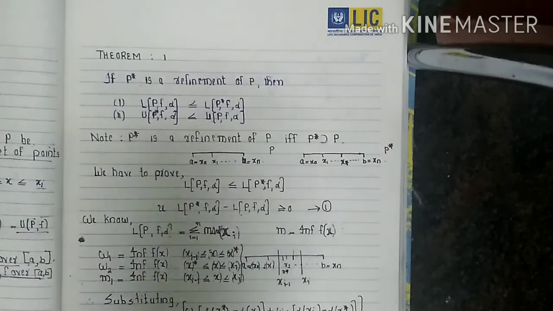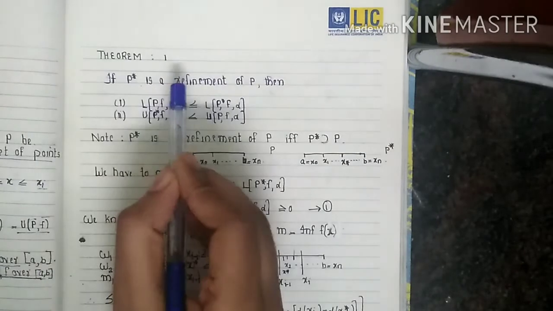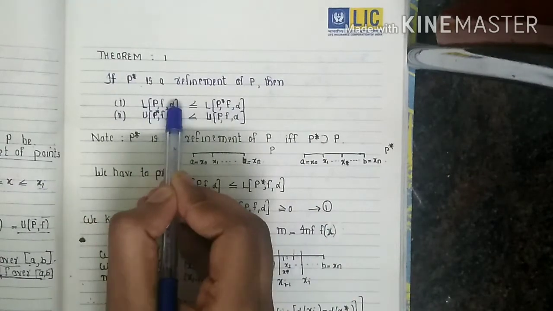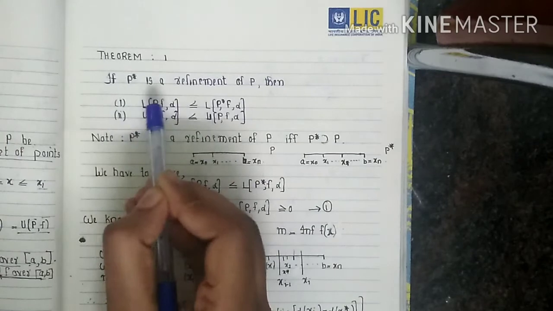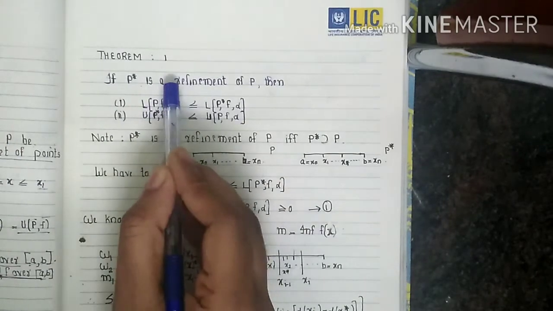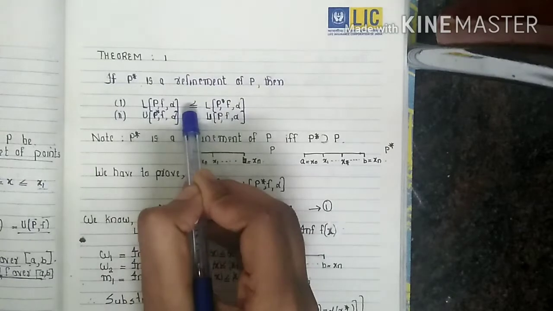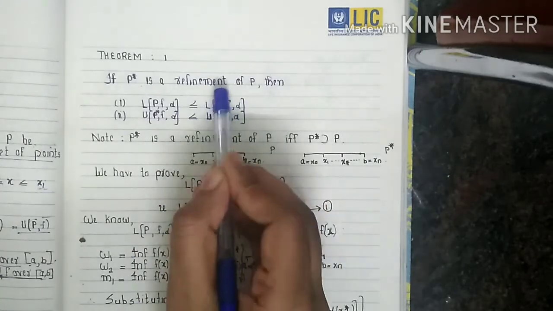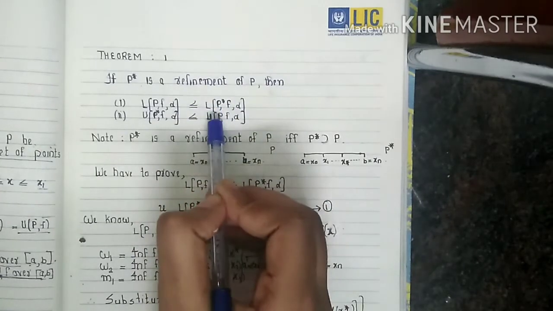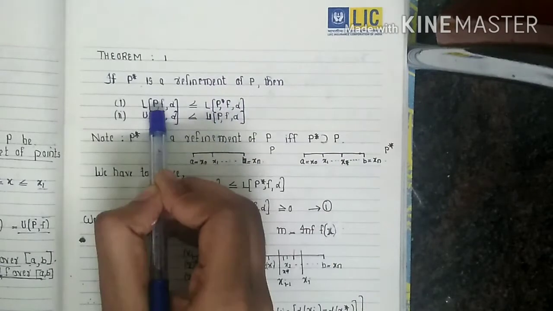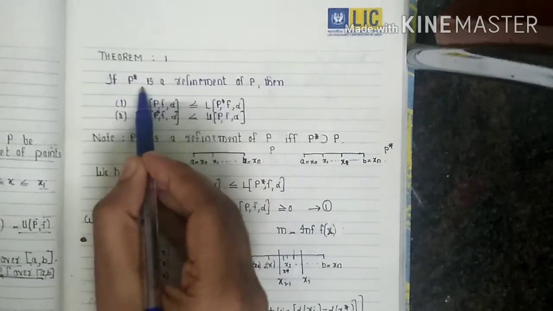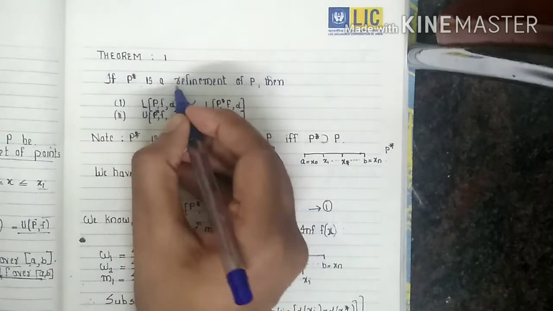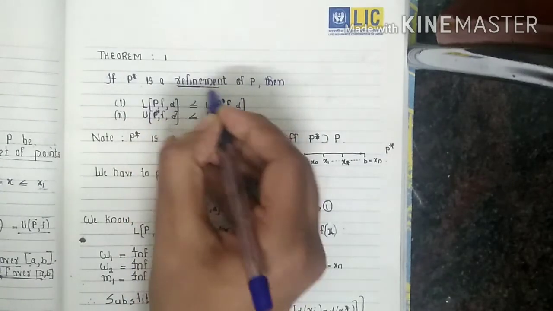Let's look at the theorem. If P star is a refinement of P, then L of P, f, alpha, that is the lower sum of the function f over the closed interval [a, b], is less than or equal to L of P star, f, alpha. Refinement is a new term for you, so let's look at what a refinement of P is.